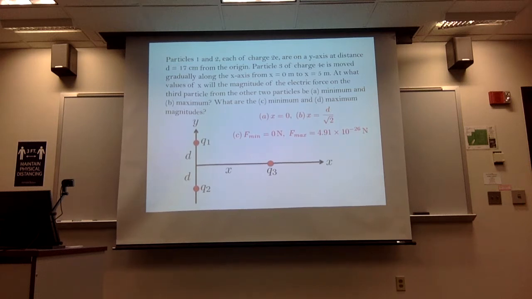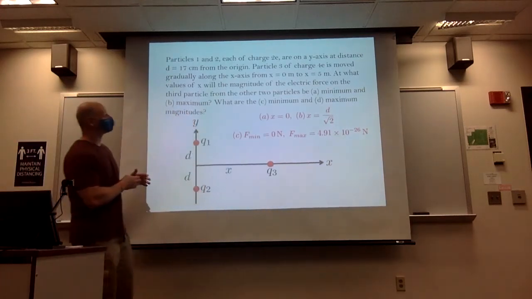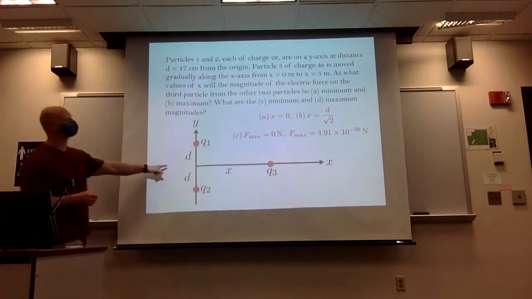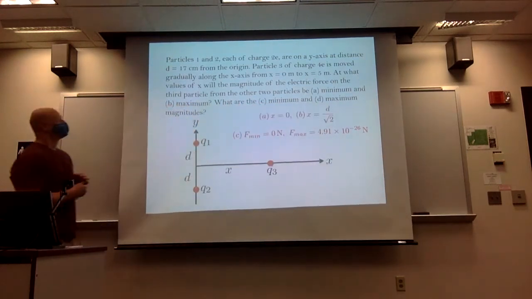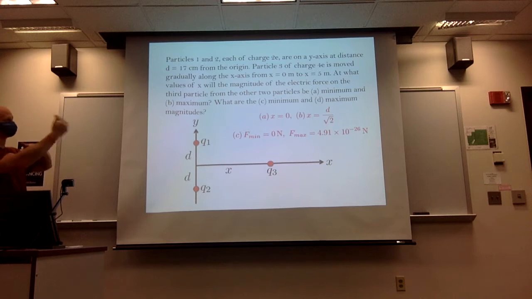Then we're going to put a third charge, Q3, which has a charge of 4 times the fundamental charge, along the x-axis. And we're going to move it only along the x-axis between x equal to 0 out to some distance, like 5 meters away. So we want to know, at what value of x will the magnitude of the electric force on the third particle be its minimum? That's going to occur actually twice, but between 0 and 5, it only occurs once. Where is it its maximum? And then what is the minimum value of that force? And then what is the maximum value of that force?